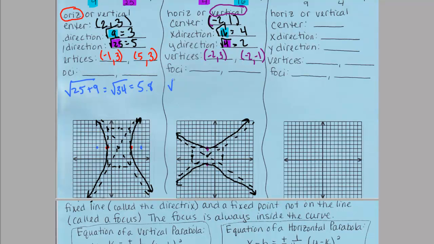And then we need to find our foci. So the square root, and we add them together now, so 16 plus 4, which is the square root of 20, which is around 4.5. So we go from the center in the direction of the vertices. So from the center, we're going to go up 1, 2, 3, 4.5. And from the center, we're going to go down 1, 2, 3, 4.5.